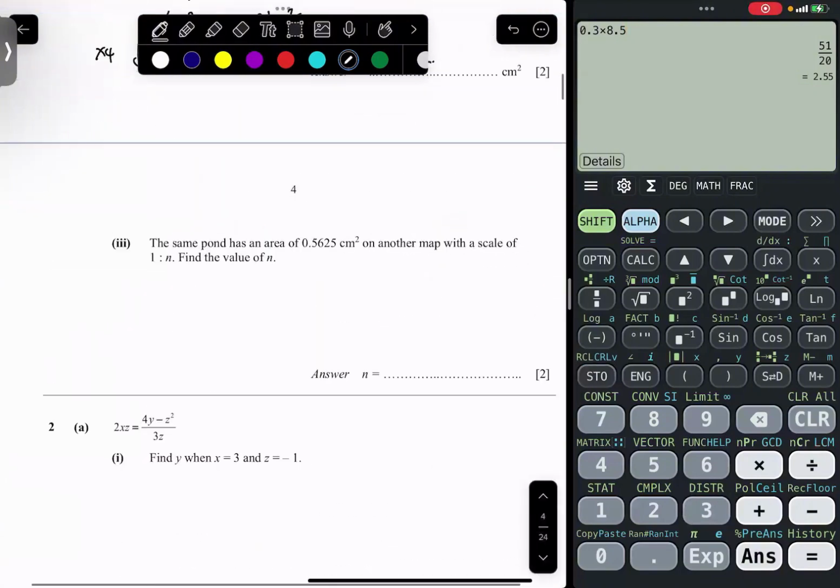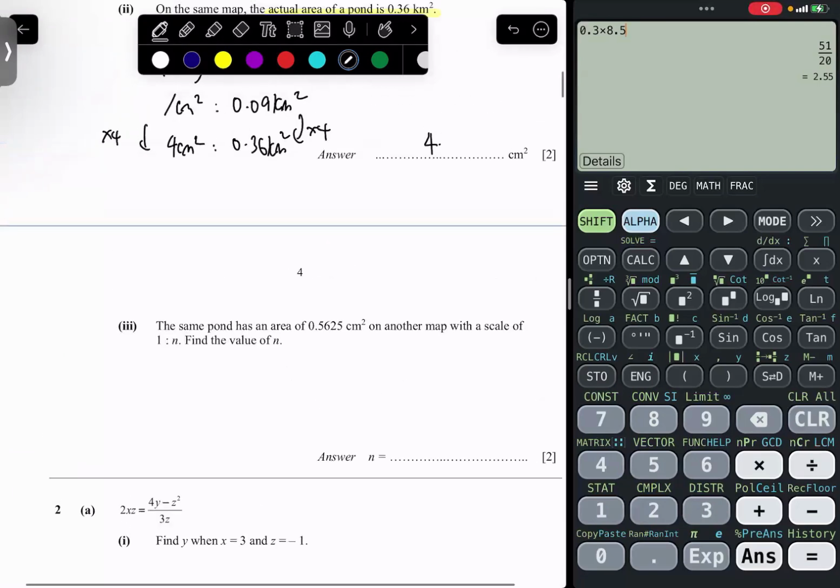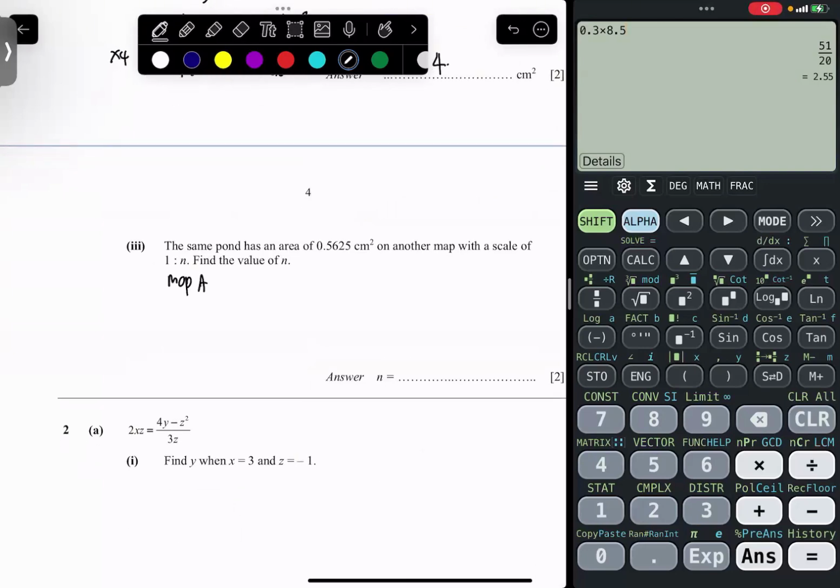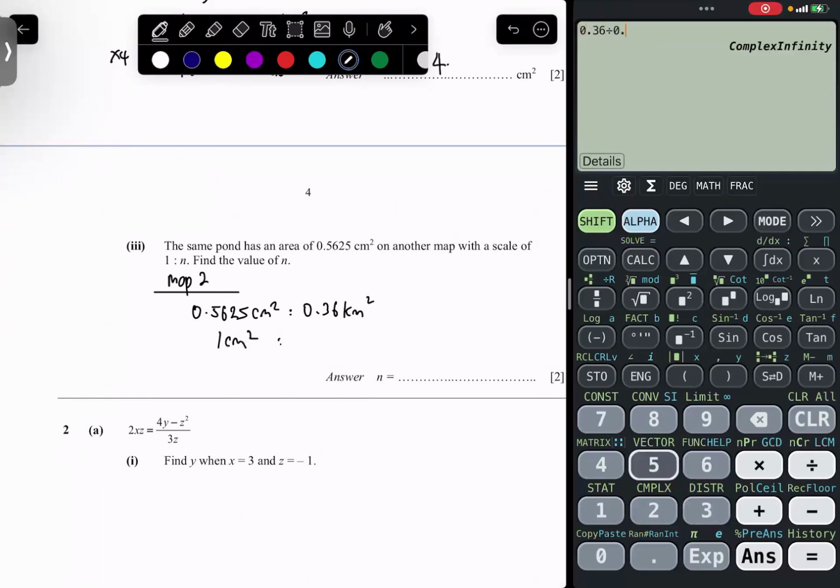Part 3. The same pond has an area of 0.5625 cm squared on another map with a scale of 1 is to n. Find the value of n. Now, the area didn't change. The area is still going to be 0.36 kilometers squared. So that means map 2 has an area scale of 0.5625 cm squared to represent the same 0.36 km squared. So convert into 1 cm squared, that will be 0.36 divided by 0.5625. That will be 0.64 km squared.